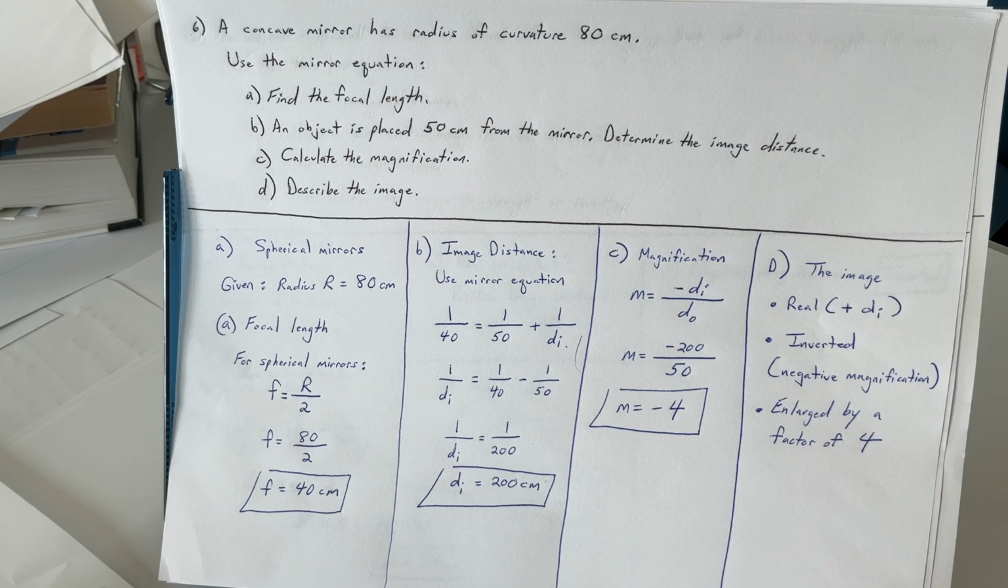Magnification, again, m equals negative d sub i over d naught. So that's negative 200 over 50. We get negative 4, so negative magnification. If we want to describe the image, we could say it's a real image because we have a positive d sub i. It's inverted because we have negative magnification, and it's enlarged by a factor of 4. So moving forward, that's number 6. Let's go to number 7.